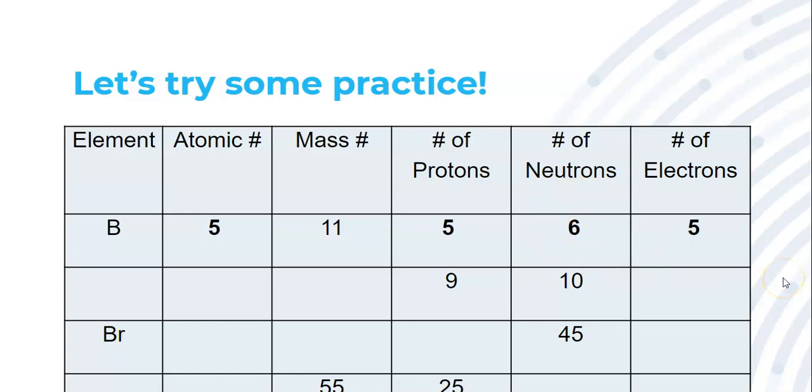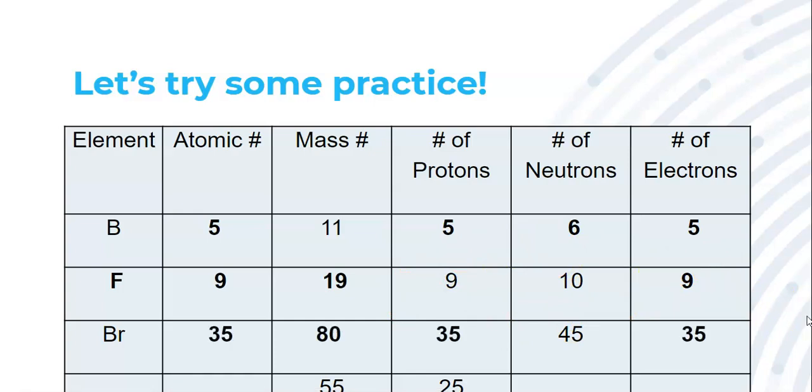Now for the next one, I wasn't given the element, but I see that it has 9 protons, which also means the atomic number is 9, so it must be fluorine. That 9 is also the number of electrons. To get the mass number, I would take the sum of the protons and the neutrons.